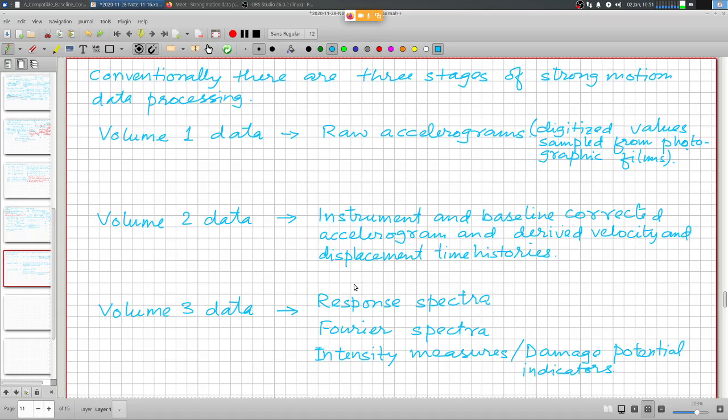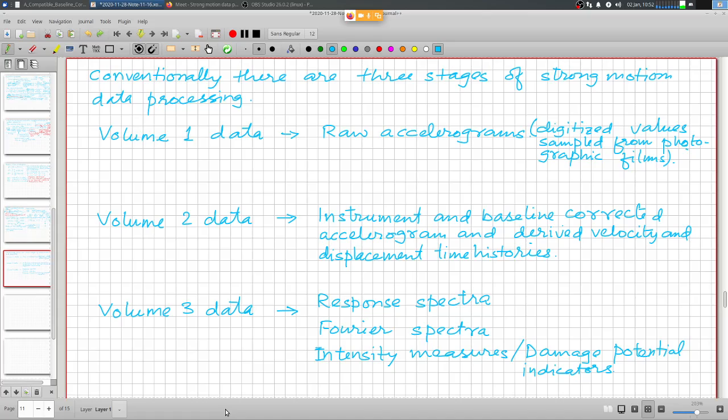And then for all three components we also compute the intensity measures or damage potential indicators, such as Arias intensity or Araya damage potential, effective peak ground acceleration, effective peak velocity, and similar measures. There are several of those. All of those are tabulated, recorded and made available for public consumption. So in any strong motion instrumentation program, the standard data processing should involve all these three steps.